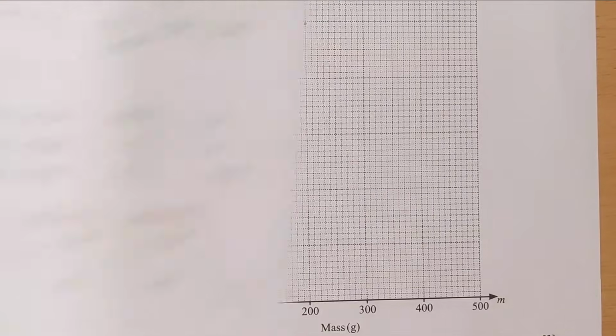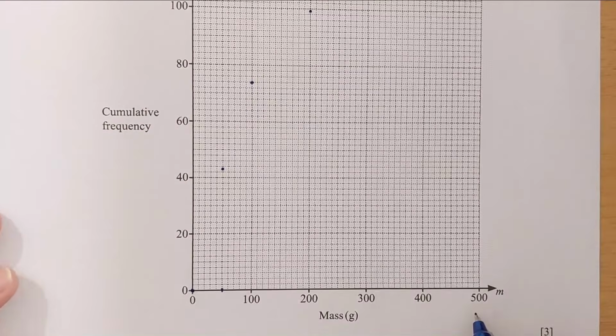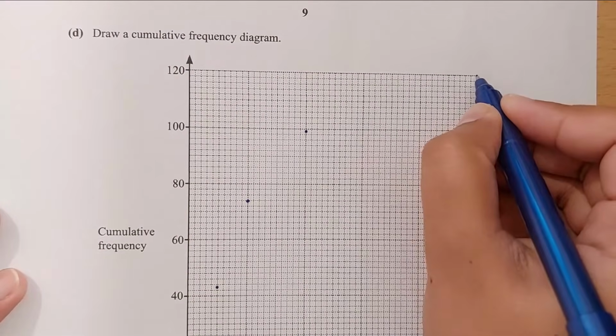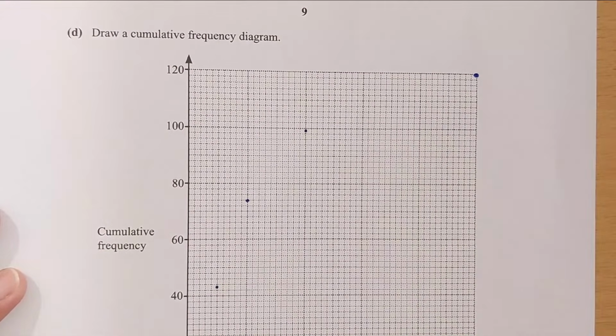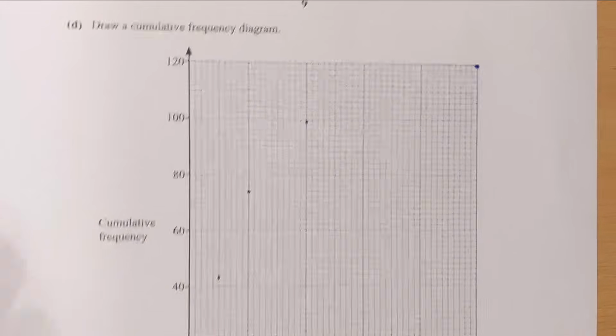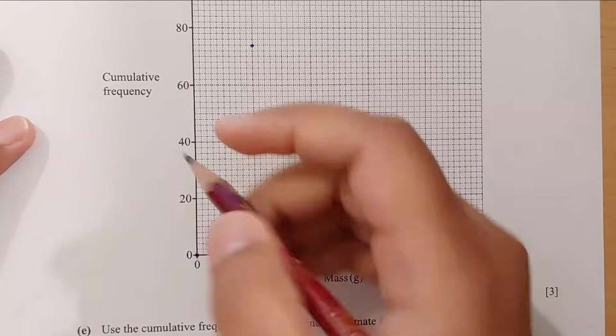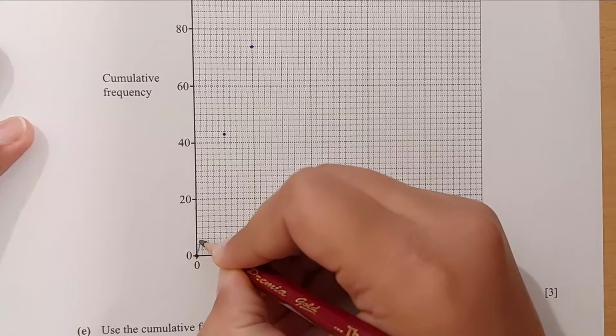And the last point, when the mass is less than or equal to 500, it is 120. This mass is 500 and the cumulative frequency is 120. Let me connect all the points and make sure the curve passes through the region. So we will get the cumulative frequency curve.